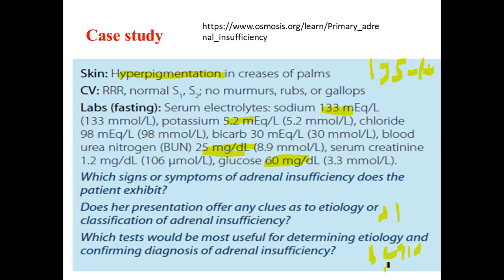Of course, we can do a CT scan or imaging to find out whether there is a tumor in the adrenal gland or in the anterior pituitary gland. So this is all I have from my side on adrenal gland disorders. Any question?